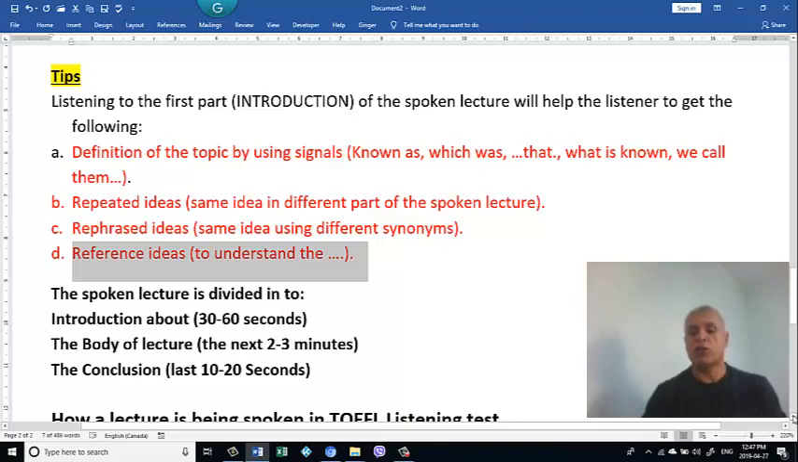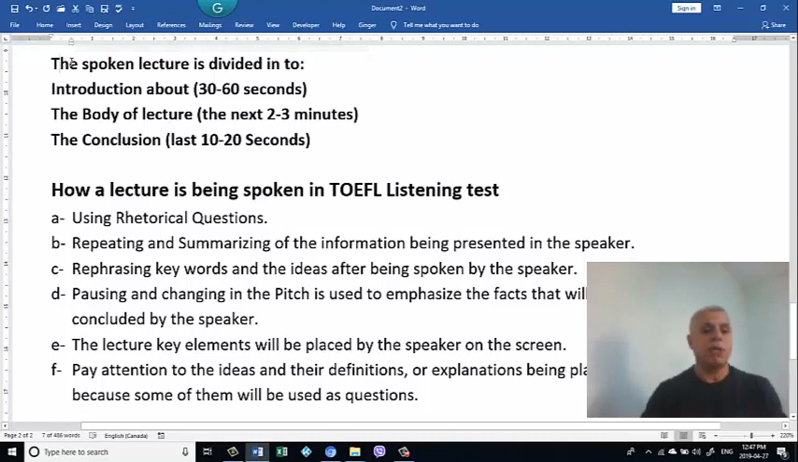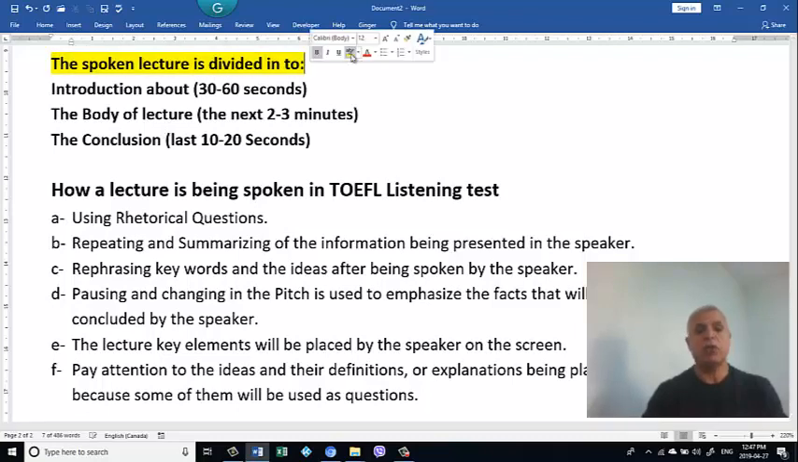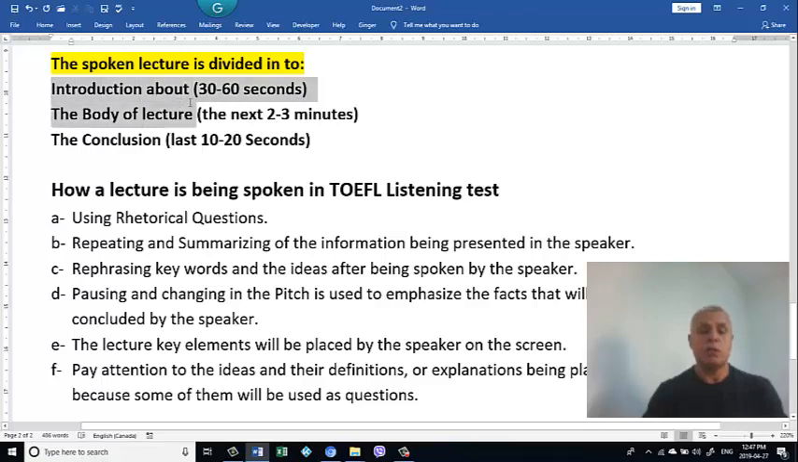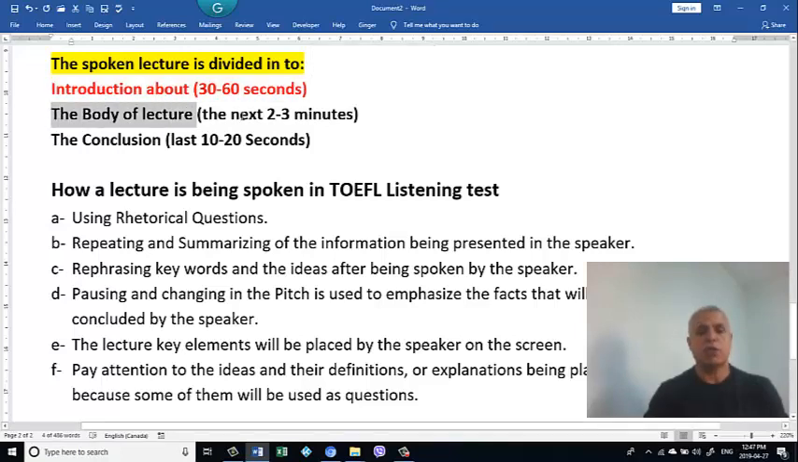For example, we could divide the spoken lecture into three parts. It's important to know. We have the introduction, about 30 to 60 seconds. Then we have the body of the lecture, which could be between 2 to 3 minutes. This is the next part after the introduction. Then we have the conclusion, which lasts 10 to 20 seconds. We have to be familiar with how a lecture is spoken in the TOEFL listening test.